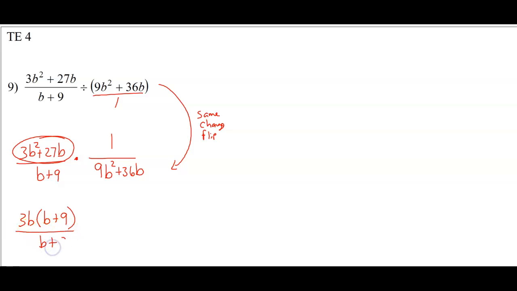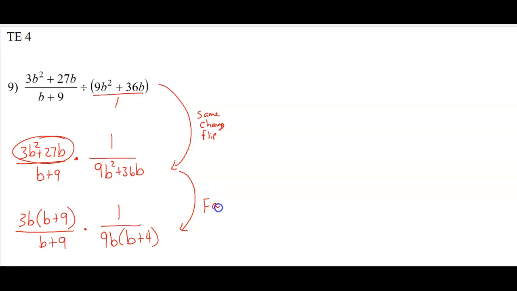The bottom doesn't factor. It's got no GCF, and it's not a difference of squares either. Of course, we can't do anything with the number 1. That just stays the same also. But the bottom right there, that could be factored. Both of those could be divided by a 9b, and a b plus 4, right? All right. So we factor now, right?